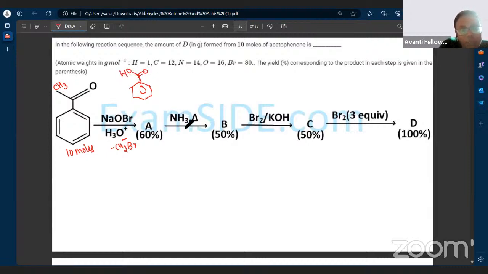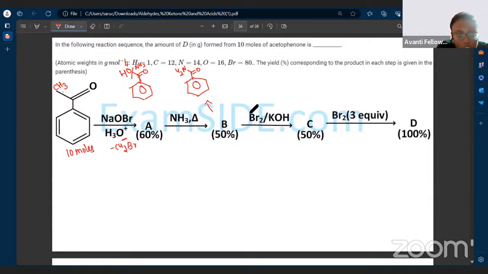So when you treat it with ammonia, acid on ammonia will give amide, right? H2O will be removed and NH2 will get substituted. We'll be getting C double bond O NH2. So we'll be getting amide as the product, which is your B.